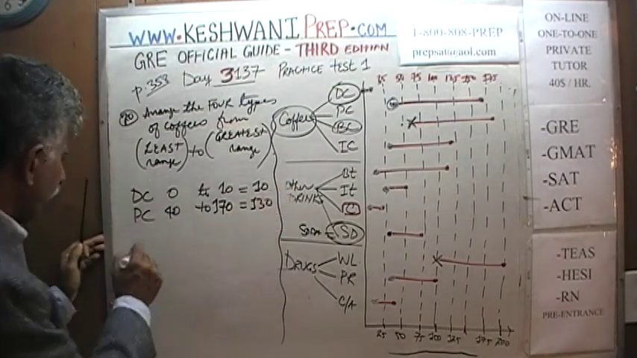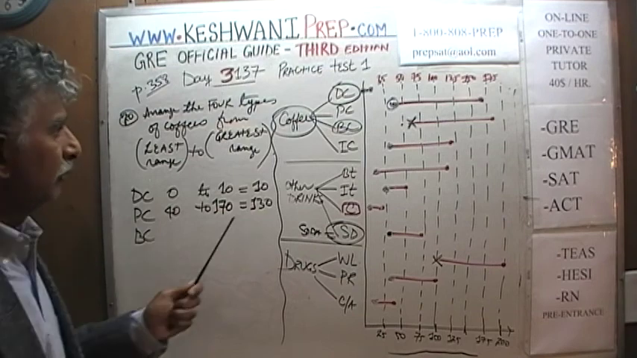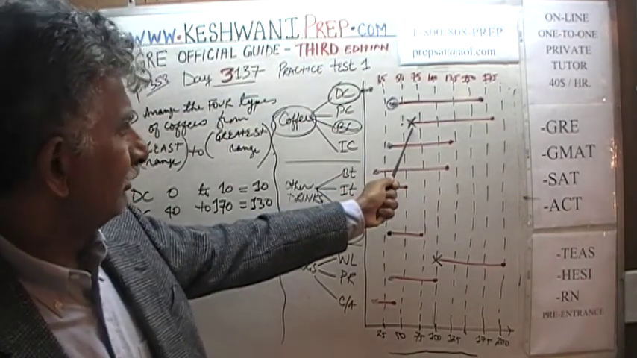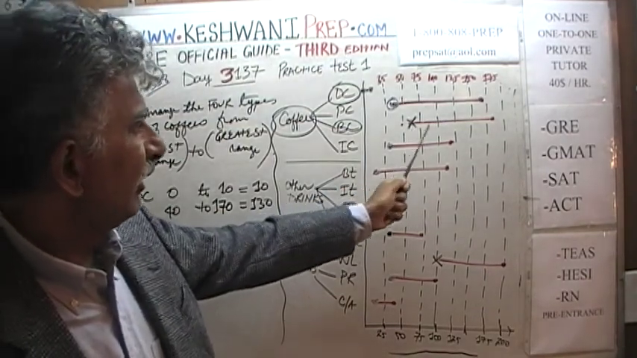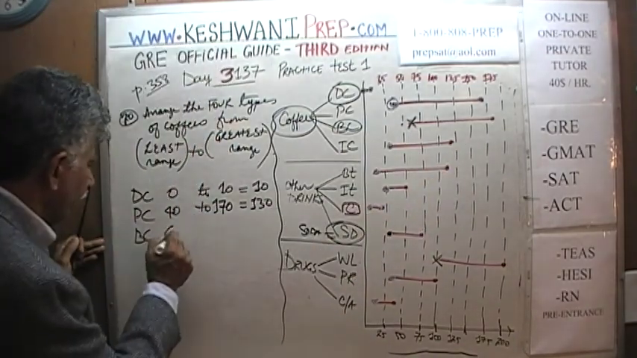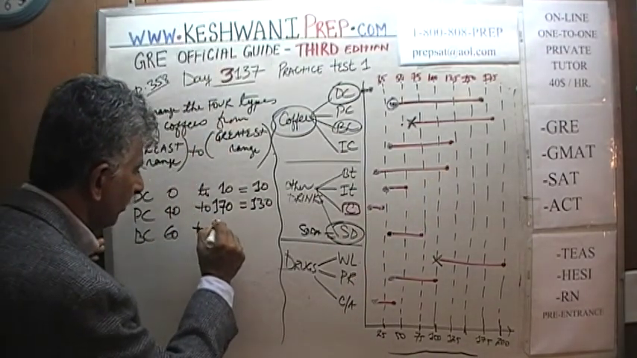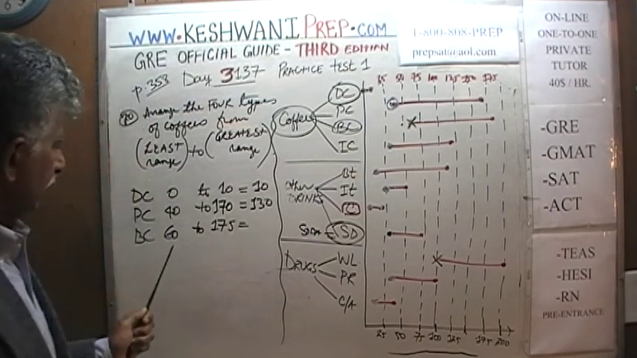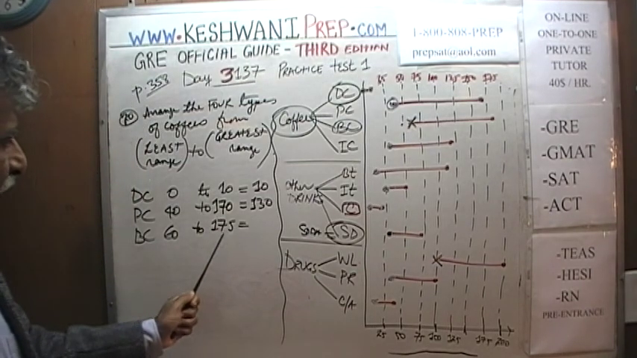The next one is brewed coffee. What's going to be the range of brewed coffee? It starts at about 60, all the way up to 175. 60 to 160 would have been 100, so it's 115.